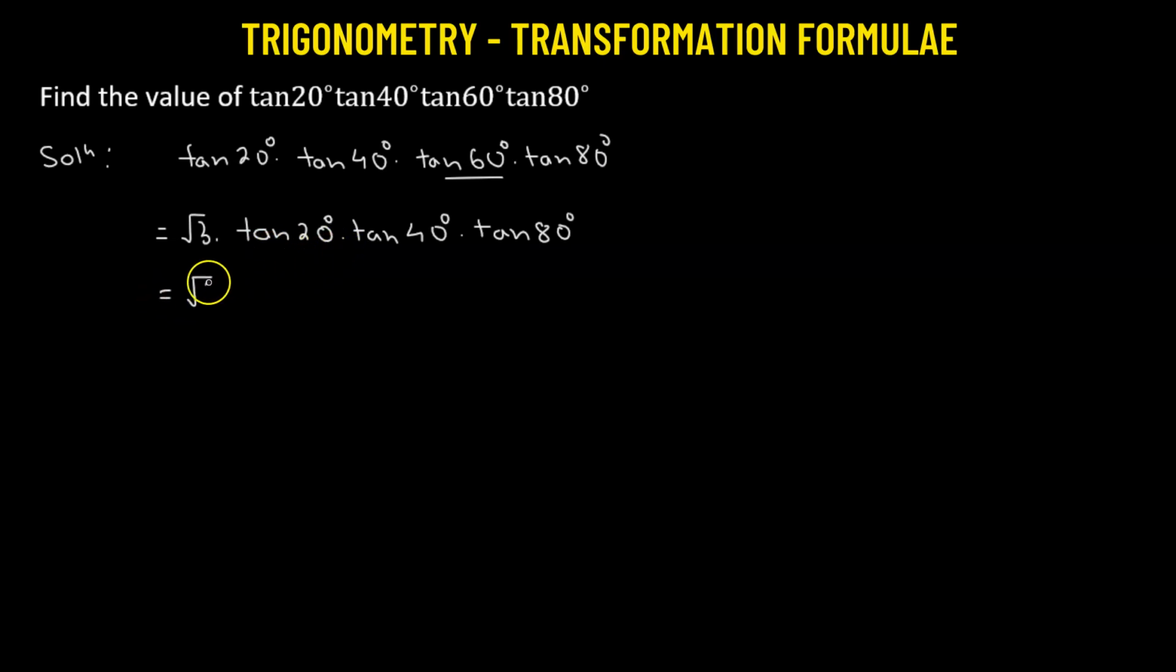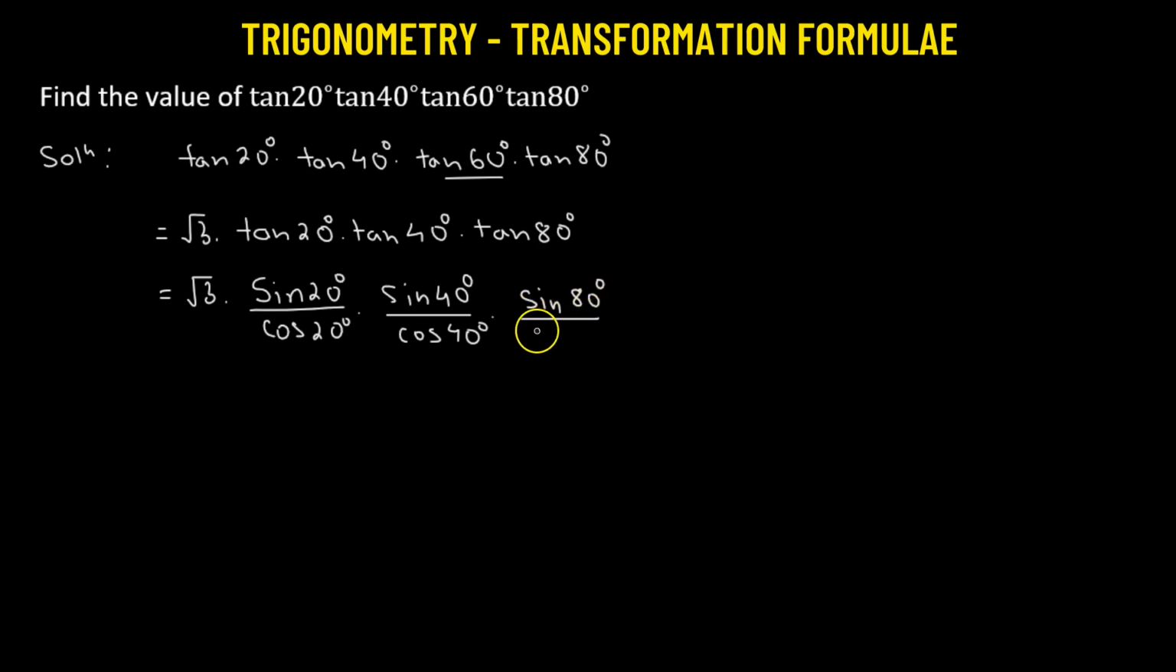We know that the tangent function is the ratio of the sine to the cosine function. The tangent of 20 degrees will become sine 20 degrees divided by cosine 20 degrees. Tangent of 40 degrees will become sine 40 degrees divided by cosine 40 degrees. And tangent of 80 degrees will become sine 80 degrees divided by cosine 80 degrees. The reason why we're doing this, because let's take these two expressions.